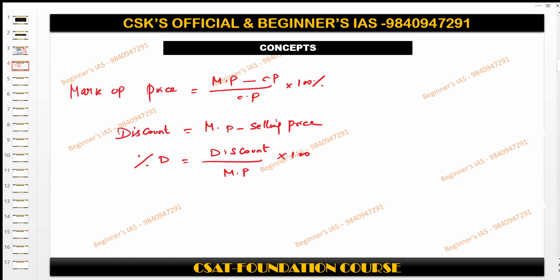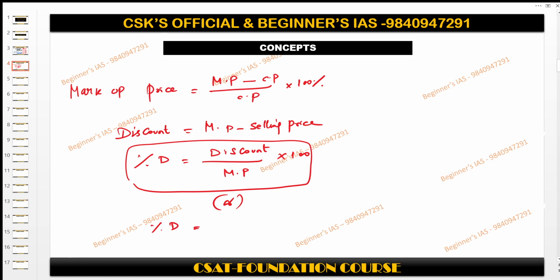Whatever form is provided here, you can take it according to your convenience in the examination hall. You can proceed, or else I'll give it here itself. So this is nothing but (MP minus SP) by MP into 100. Okay, this is the discount percentage. Now shall we move on with the next one?